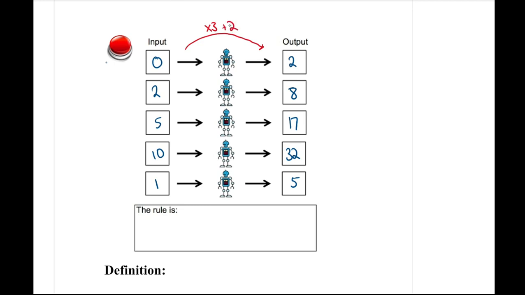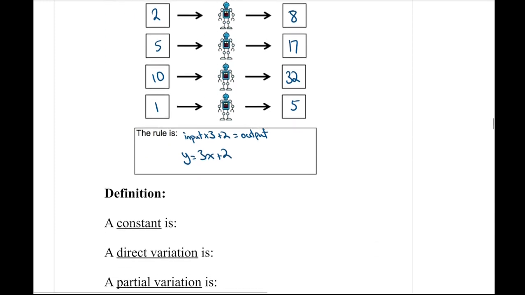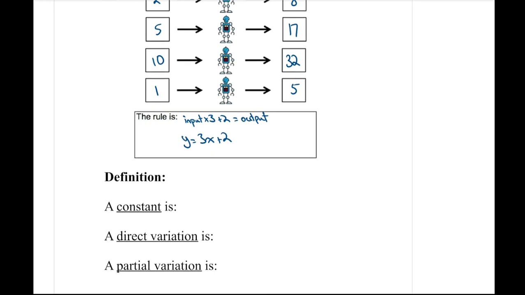0 times 3 is 0, plus 2 is 2. 2 times 3 is 6, plus 2 is 8. 5 times 3 is 15, plus 2 is 17, and so on. So my rule is the input multiplied by 3 plus 2 equals the output, or you might say y equals 3x plus 2. So the rules that we're looking at now, these rules add what we call a constant. And a constant is a number that doesn't change.